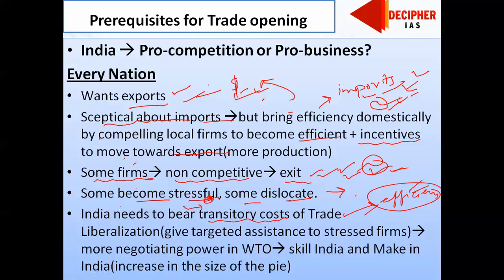So when India liberalizes, it will decrease its tariff barriers and non-tariff barriers. India will have more negotiating power in the WTO, because when India liberalizes, the other countries will not go towards regional trade agreements like TPP, the Trans-Pacific Partnership. India has already lost in terms of intellectual property norms that have been decided in the TPP, because India decided not to take part in it.